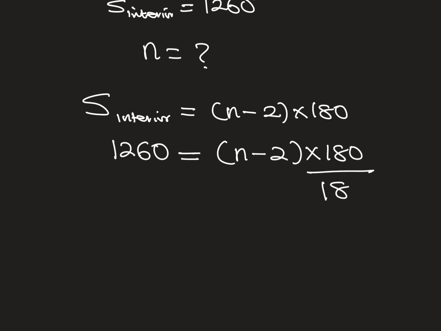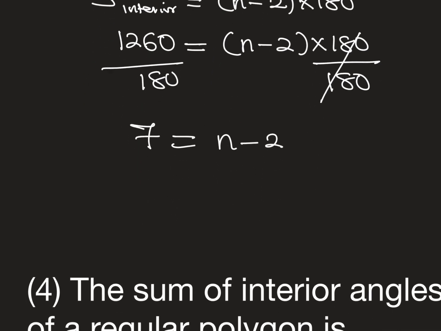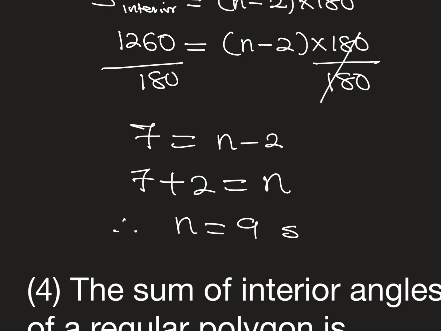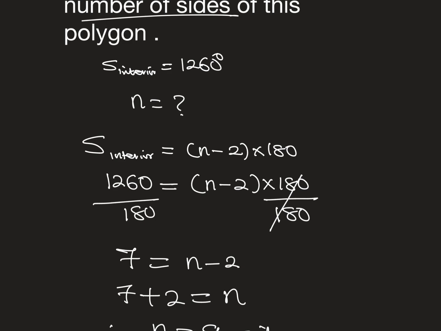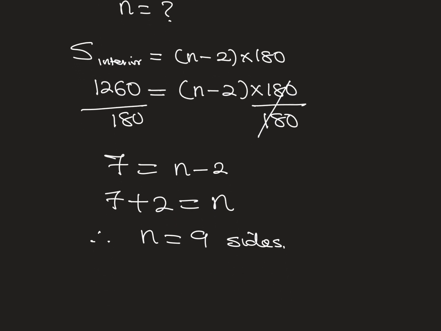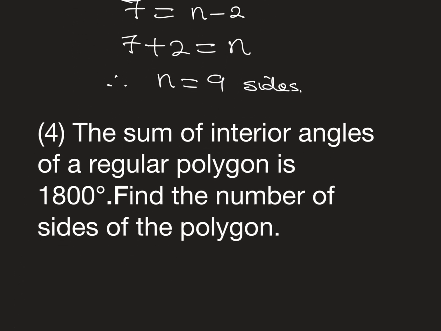We can divide both sides by 180. Then that is going to be 1260 divided by 180, that is 7, which is equal to n minus 2. So to find n, that will be 7 plus 2 is equal to n. Therefore, n is equal to 9 sides. So the number of sides for a regular polygon whose interior angle sum is 1260 degrees is 9 sides.